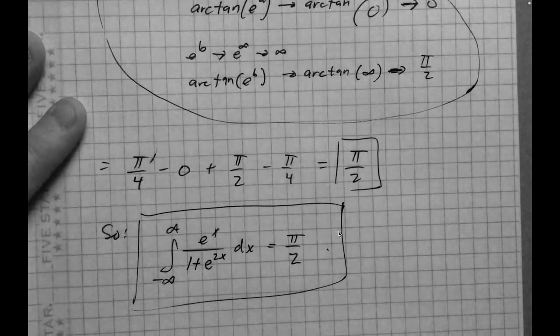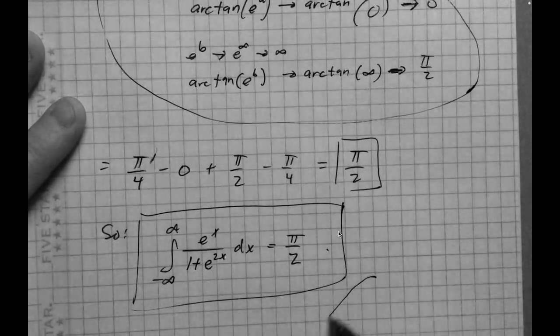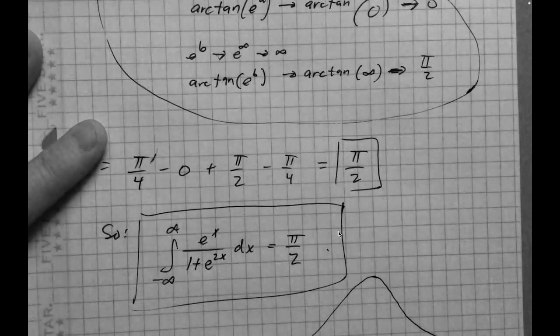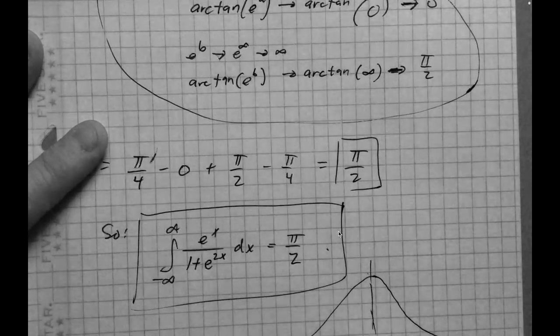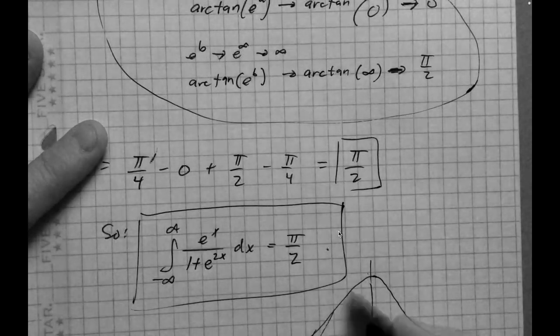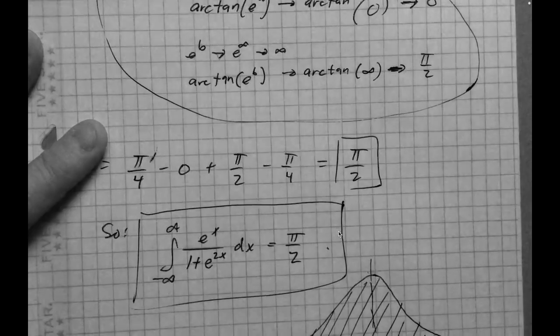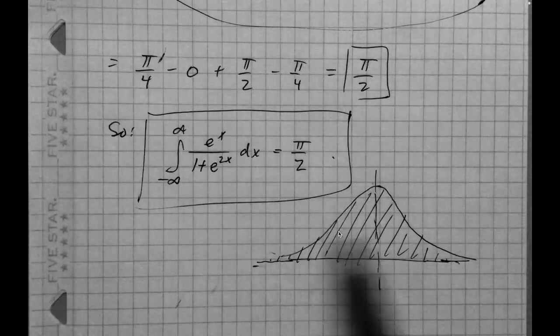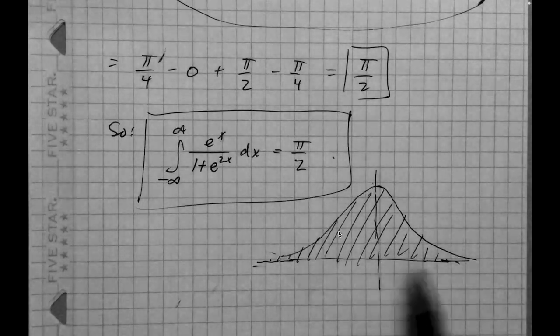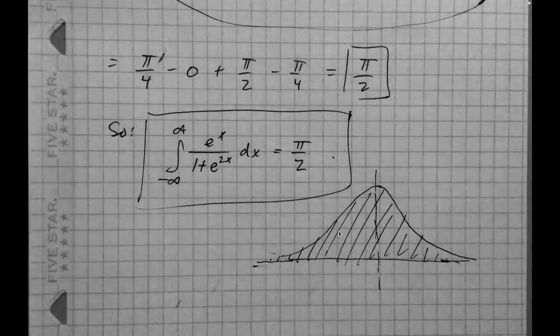And then this function, of course, looks a lot like a bell-shaped distribution, like from probability theory, if you've seen those. It's a little bit like the normal distribution, actually. So it kind of looks like this. And what we're saying is that the area between this curve and the x-axis on the entire real line is pi over 2. All right. Perfect. So that's a good place to stop that.